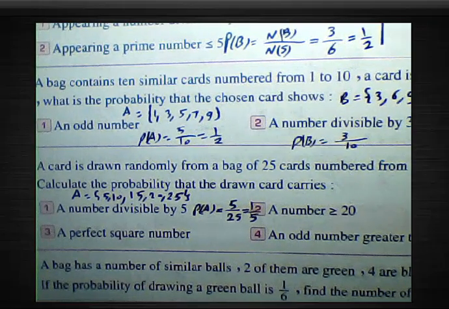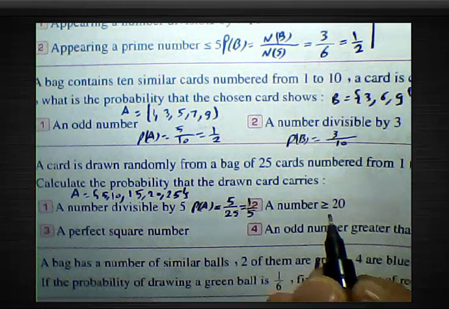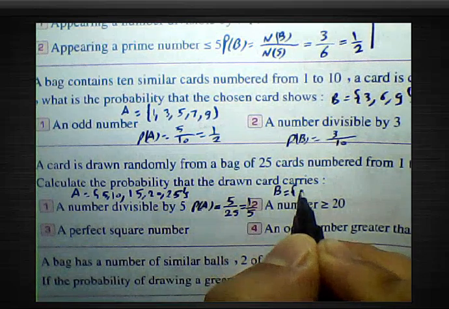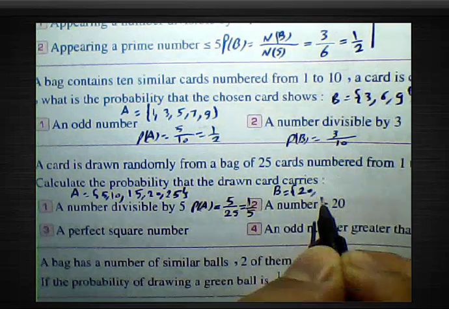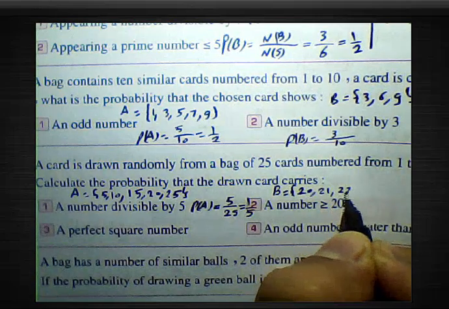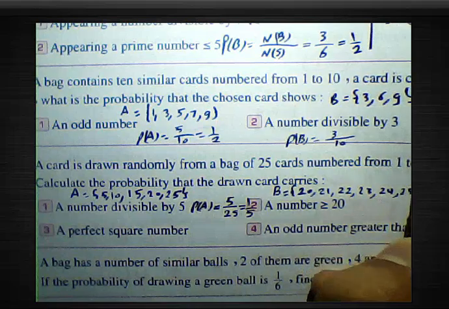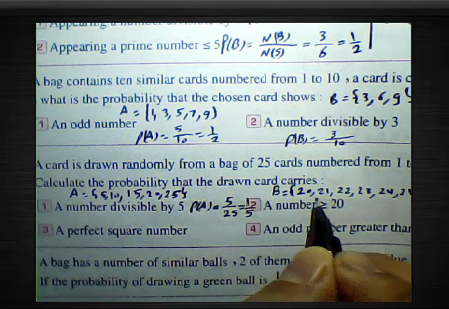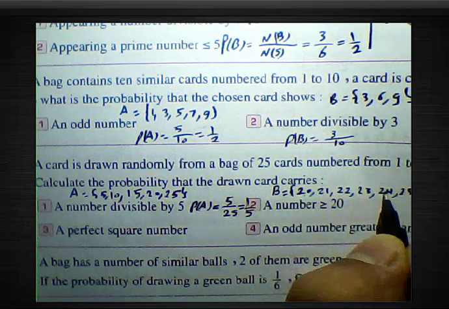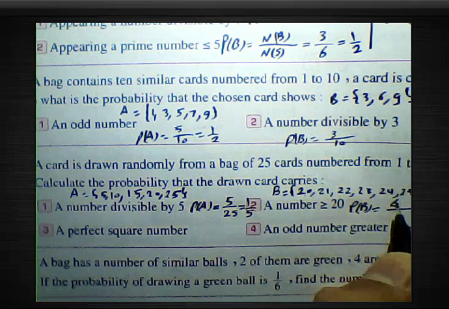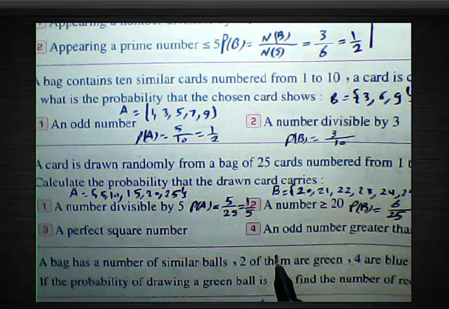A number greater than or equal to 20 will be 20, 21, 22, 23, 24, 25. That is 6 numbers. So the probability here will be 6 over the total number, 25.